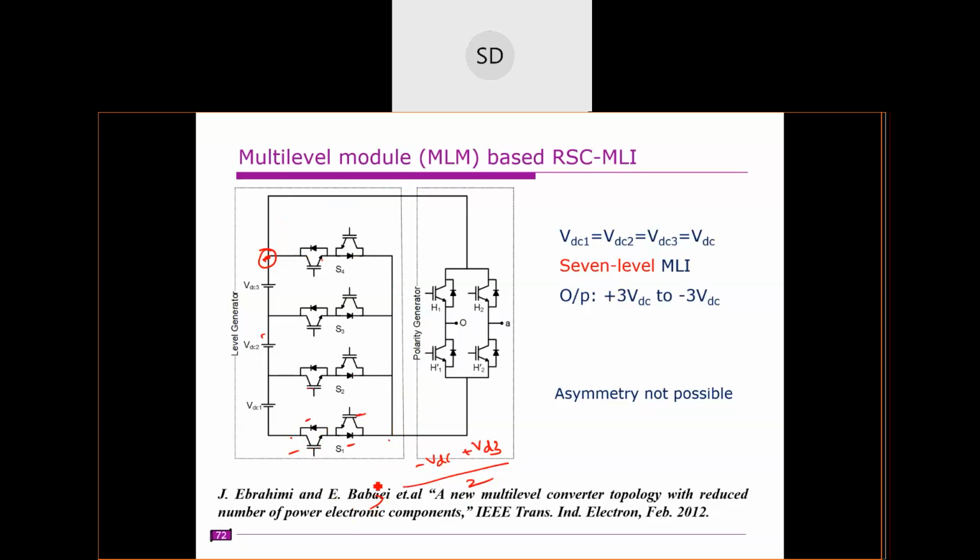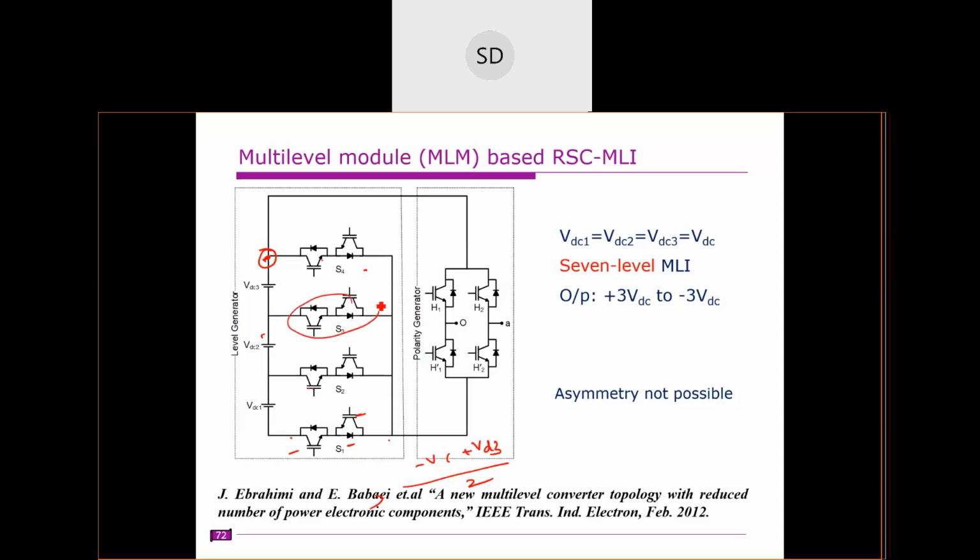Similarly, if you are operating with this voltage, right? If this is the case, what is the blocking voltage of this switch S4? What is the blocking voltage of this switch S4? VDC1 plus VDC2 plus VDC3, right? Okay, so that is the blocking voltage of that switch.